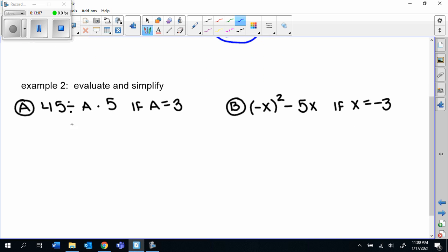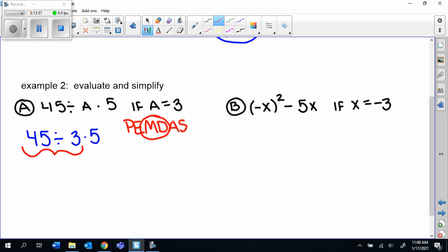All right, example 2. Let's substitute 3 in for that variable. So we have 45 divided by 3 times 5. And here is a perfect example of that multiply divide scenario, because if you just follow these rules, you would think you would multiply first, but these go together from left to right. So you're going to perform this operation first.